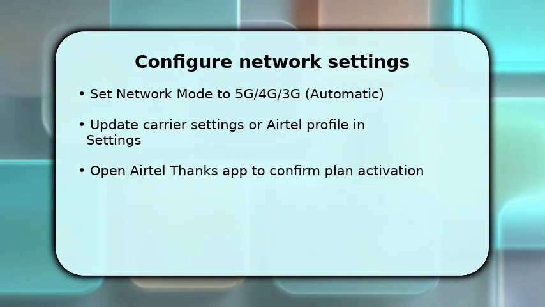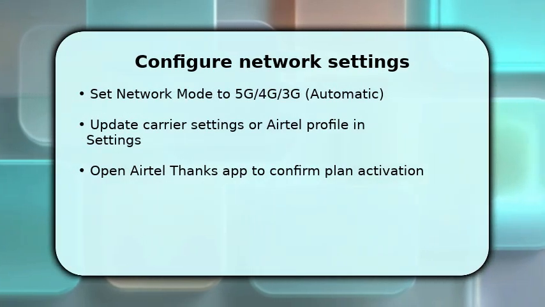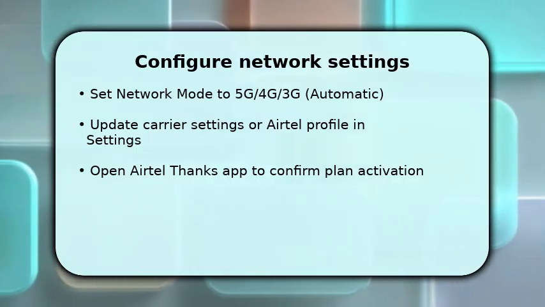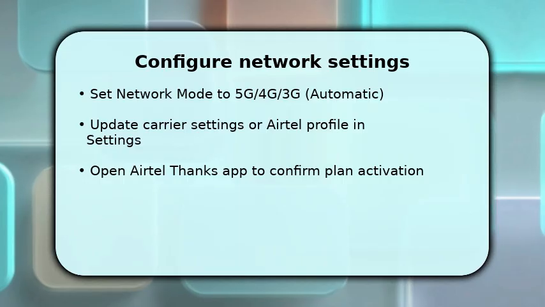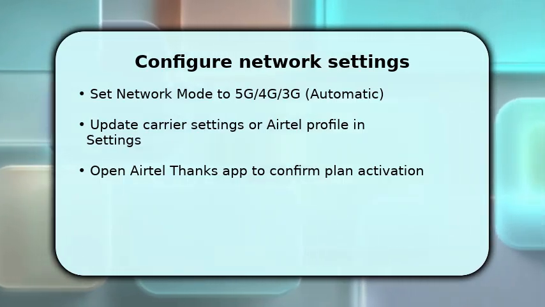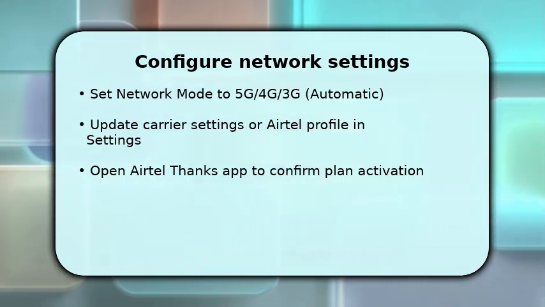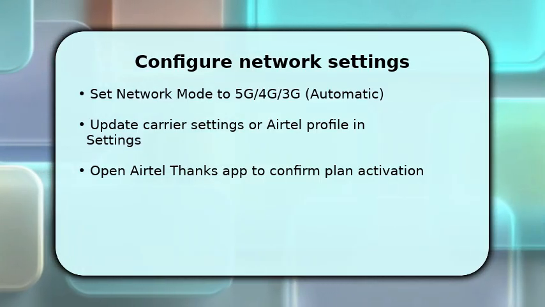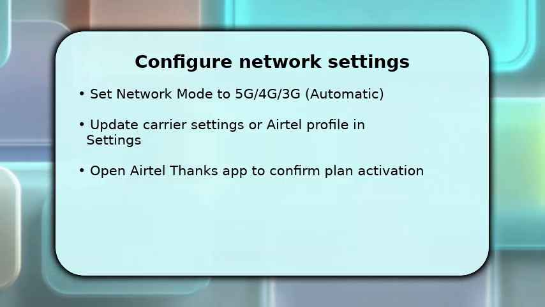Next, go into your phone's mobile network settings and choose the automatic 5G/4G/3G network mode so the device can pick 5G when available. Once there, check for carrier settings updates and install them. These often include 5G toggles. Open the Airtel Thanks app to confirm your 5G plan is active and that provisioning completed.